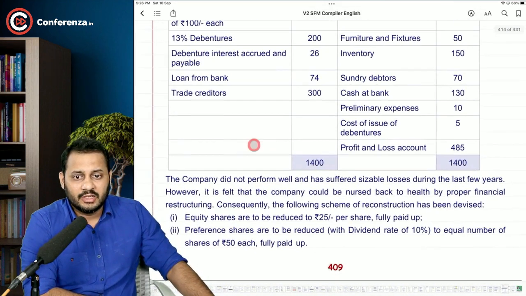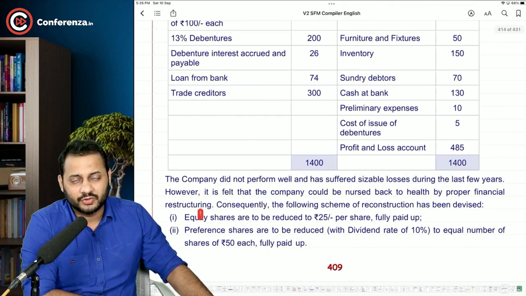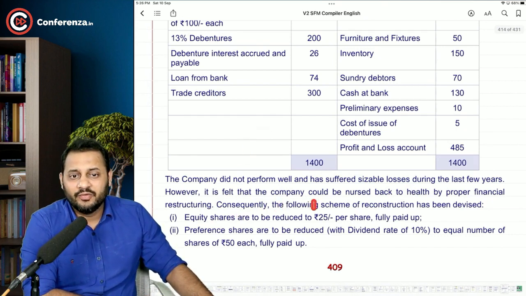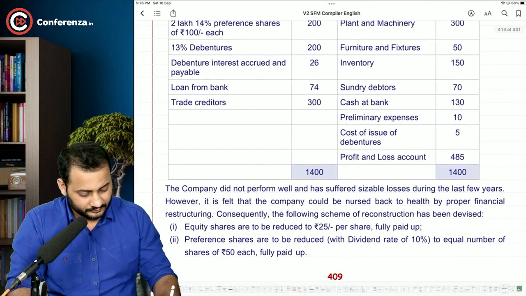Okay. The company did not perform well and has suffered sizable losses during the last few years. However, it is felt that the company could be nursed back to health by proper financial restructuring. So what are we going to do? We are going to do the financial restructuring of this company. Consequently, the following scheme of reconstruction has been devised. So now there is a scheme of reconstruction.